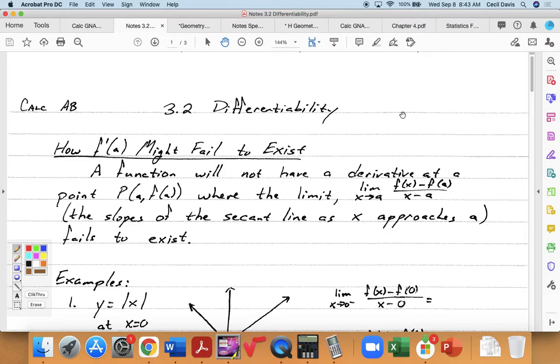So what are some of the ways where f prime at a might fail to exist? Well, if this limit, the limit as x approaches a of f of x minus f of a over x minus a, remember that is the alternate form of the derivative, if that limit fails to exist, well, then you don't have a derivative at that point. We're going to look at several different examples of this.